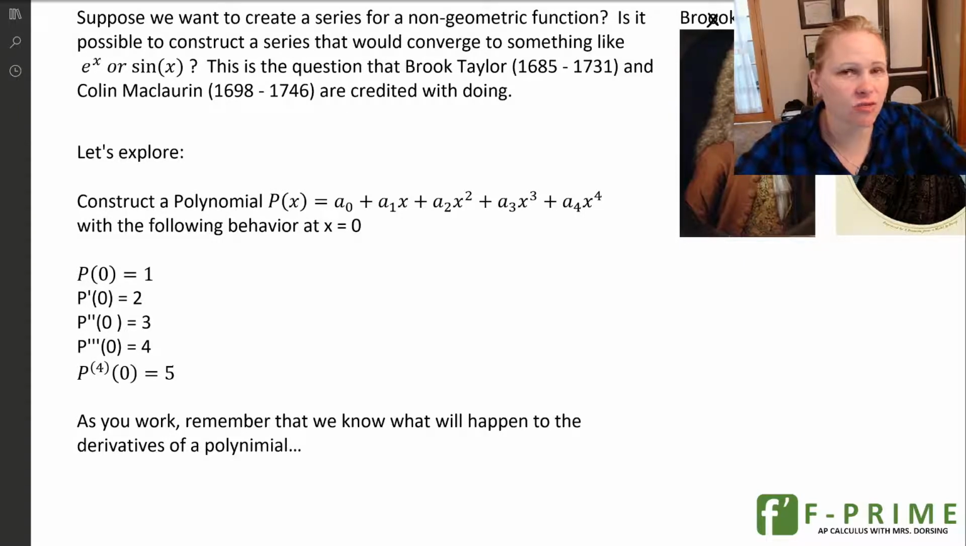As I take the second derivative, I should get this result. And if they know all of the derivatives up through a certain point, they can construct a polynomial that will have the same derivatives, which is what we're about to do right now. So let's take a look.